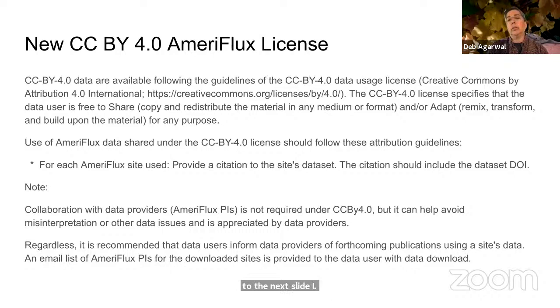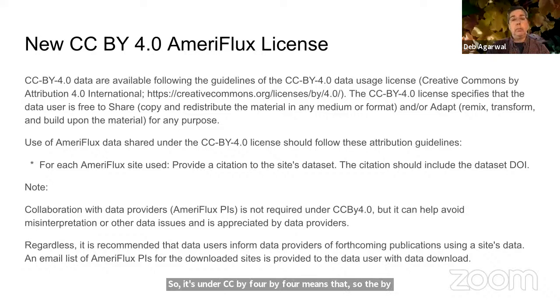So this is the text of the new policy. It's under CC BY 4. The BY means by attribution, so you still need to provide attribution. The attribution text that we provide for how to do that is to provide a citation to each site's data set that you've used, including its DOI. There's still a note requesting that you contact the individual site PIs, but it's now no longer a requirement. It's a suggestion that you do that. So back to you, Trevor.